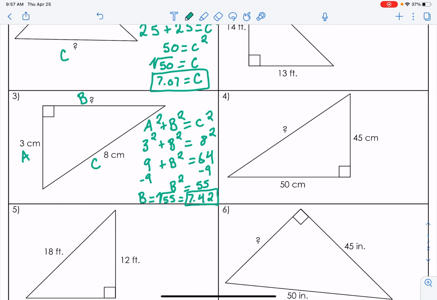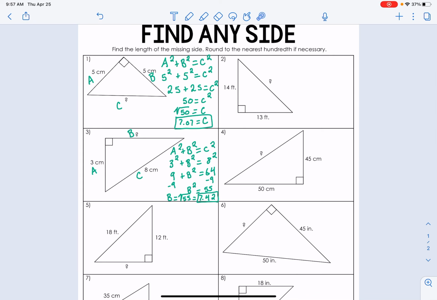Okay, so remember, if they give you both of the legs and you're trying to find the hypotenuse, you're going to square the numbers, add them, and then take the square root. If they only give you one leg and then they give you the hypotenuse, you're going to square the numbers, subtract, and then take the square root.